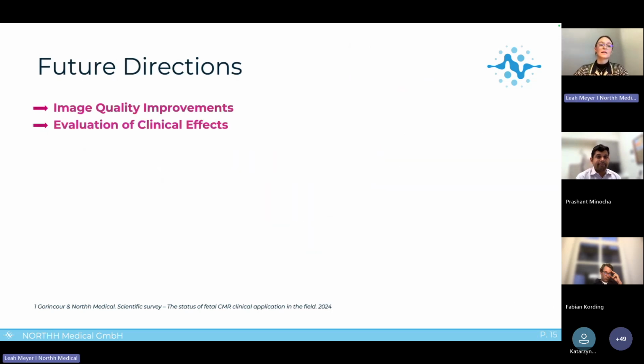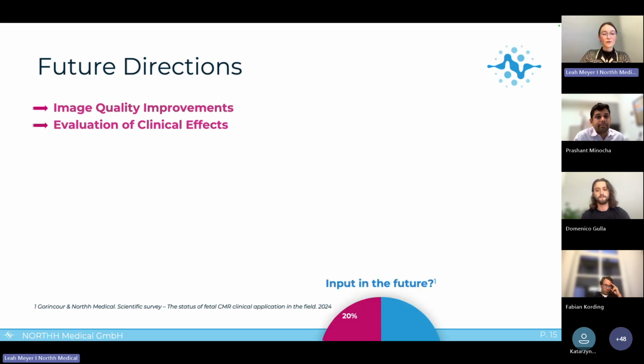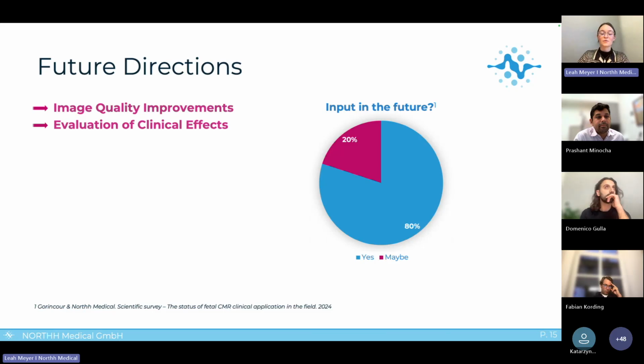On the last slide, looking into some future directions, we see the improvement of image quality at centers using SmartSync. That's why we also have the great support of Domenico, who will connect on this presentation. Next to that, a deeper look into the evaluation of the clinical effects. We know of the clinical impact, but we also want to look at clinical benefits, and economical ones. And of course, the whole Northh medical team believes in fetal cardiac MRI, and so do the survey participants. 80% of them see an input of fetal CMR in the future.